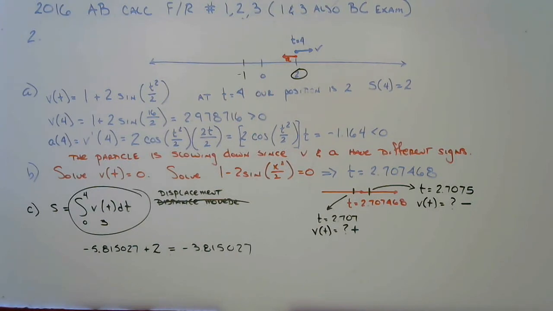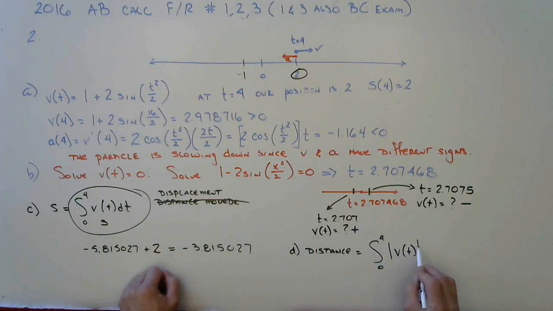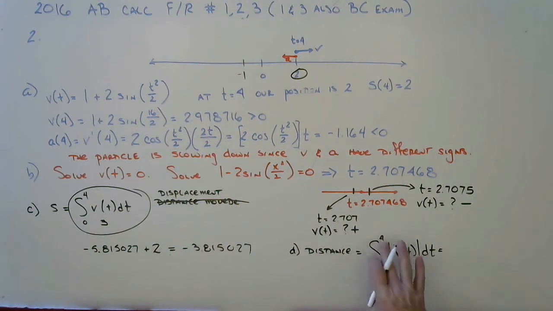All right, what about part D? Part D says find the total distance traveled. Now, we just said that's displacement, and during class, we had a big conversation about the fact that distance is the integral of the absolute value of velocity. That's distance. And so what do they want me to do here? Oh, I'm sorry, it says times 0 to 3, doesn't it? So they want me to find the distance I traveled between 0 and 3.